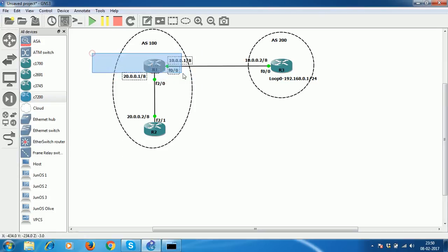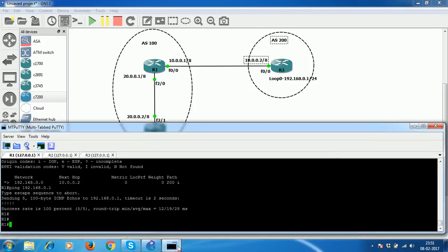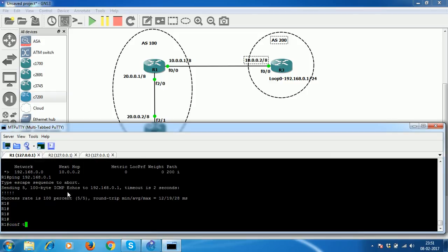So R1 should tell R2 that you can reach this network via R1. Why? Because R1 knows this 10 network, as it is directly connected to it, so he can do it. So what we need to do is make R1 tell R2 that he is the next hop for reaching router 3's loopback interface. There is nothing but much configuration; it is just a single line.